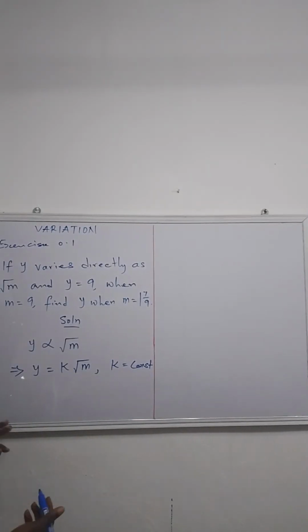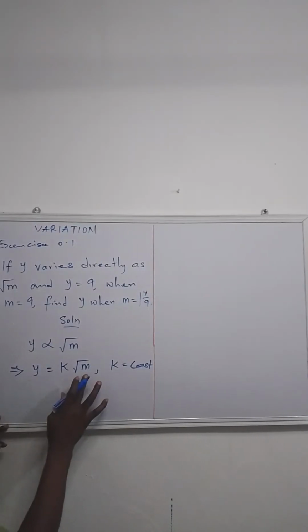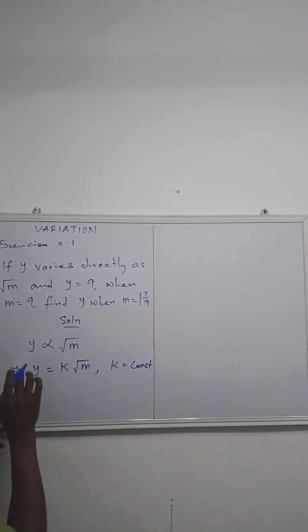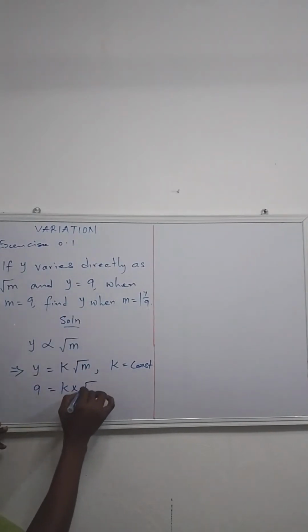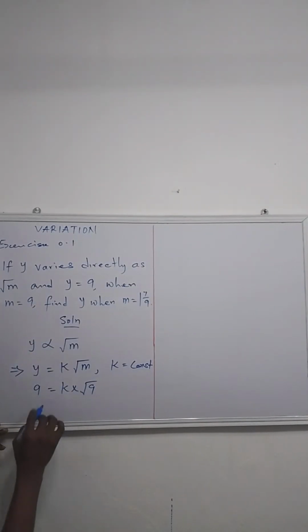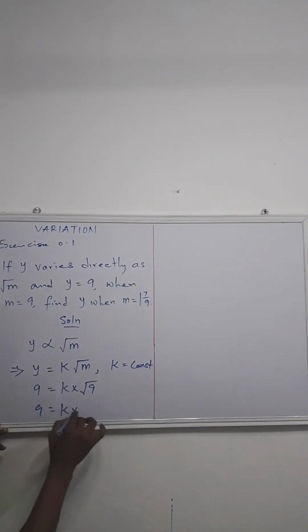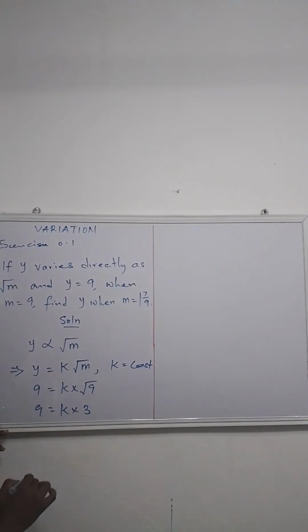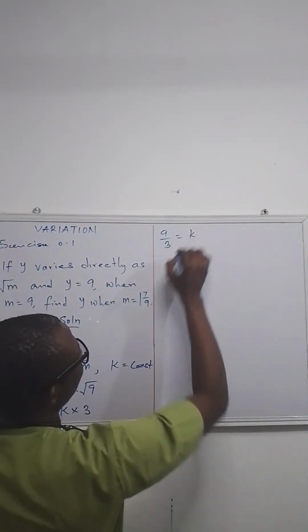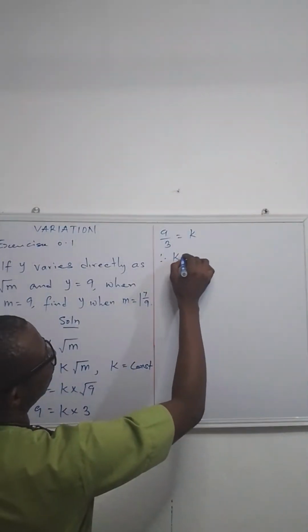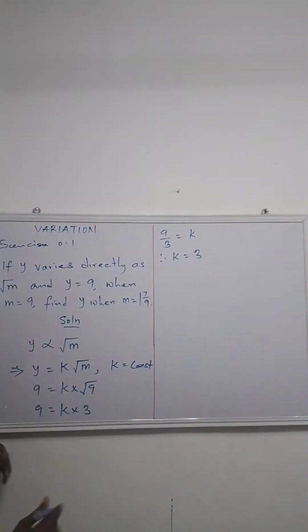Now let's plug in the values of y and m. In the question we are given that y is 9. So we have 9 equals k times square root of m. m is also 9, so we have 9 equals k times 3. Since we are looking for k, you divide both sides by 3. So we have 9/3 equals k. Therefore, k equals 3. This is the proportionality constant.